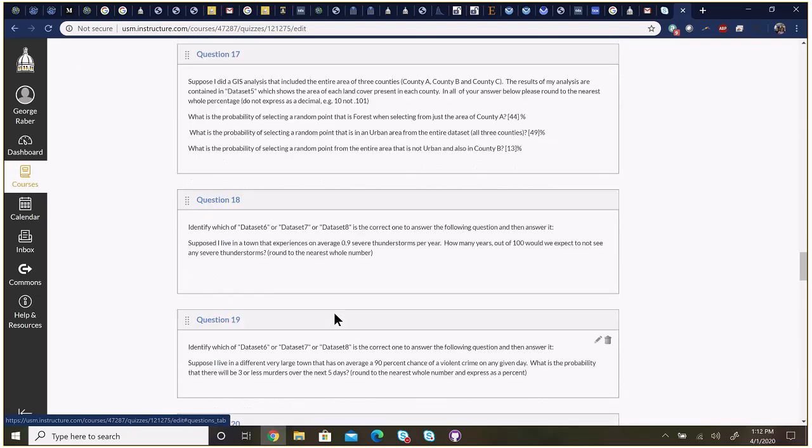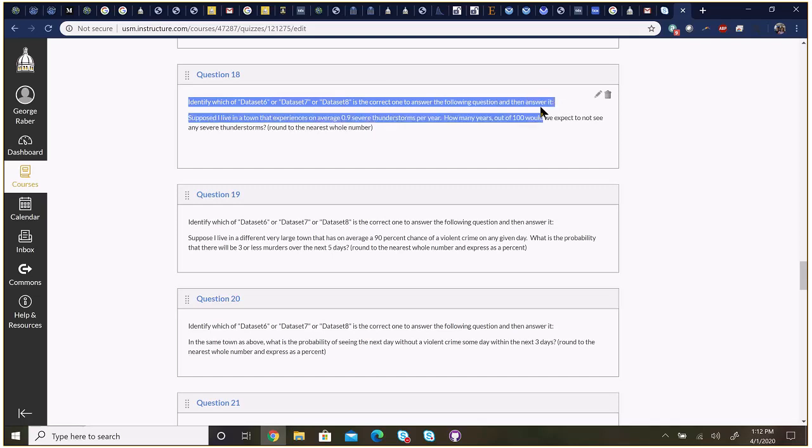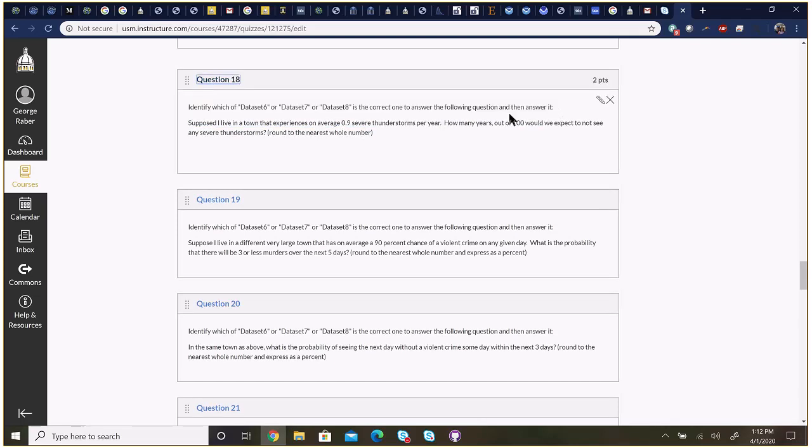Then these sets of questions, I believe I confused many people by saying, identify which of the data sets 6, 7, or 8 is the correct one to answer the following questions, and then answer it. So right here, all I wanted you to do was actually answer the question, but to do so, you needed to find out which data set was the correct data set to use. But I didn't want you to enter anything about the data set, like data set 6, in the answer. Okay, I just wanted the answer.